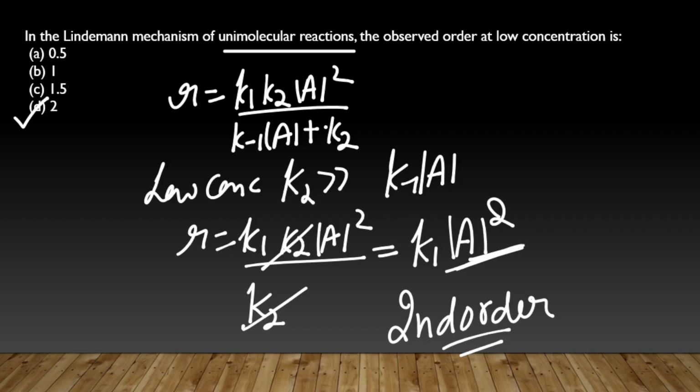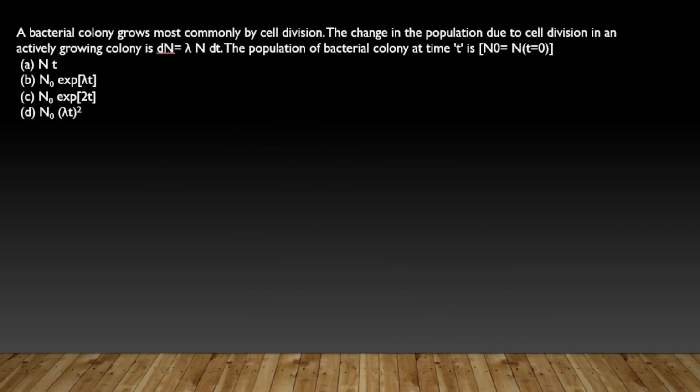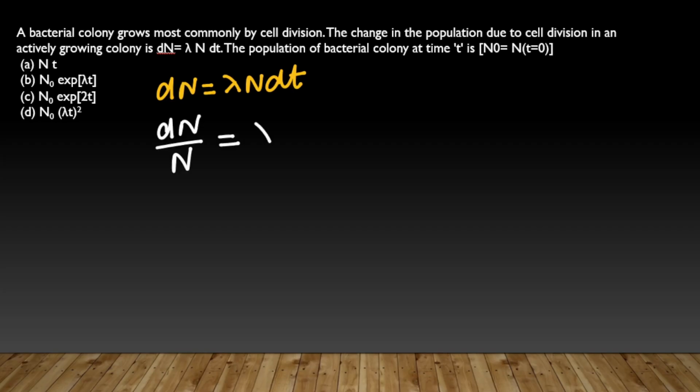Moving on to the next one. It says a bacterial colony grows most commonly by the cell division method. The change in the population due to cell division in an actively growing colony is given as dn equal to lambda into n into dt. The population of the bacterial colony at time t, so you can take this dn, this n factor brought in the denominator, is equal to lambda times dt.